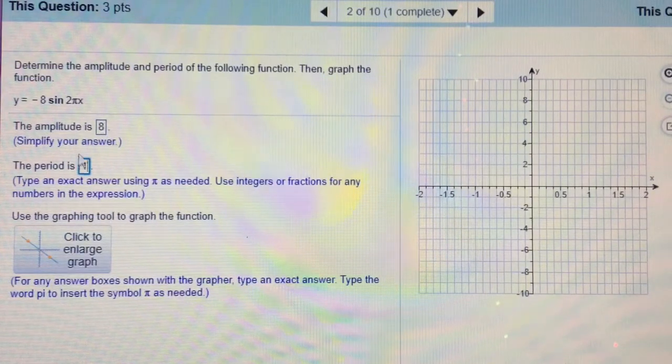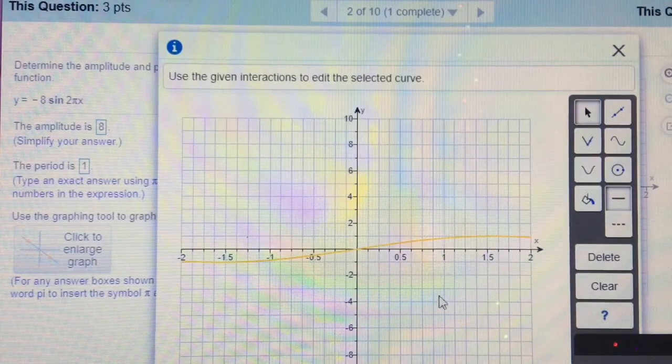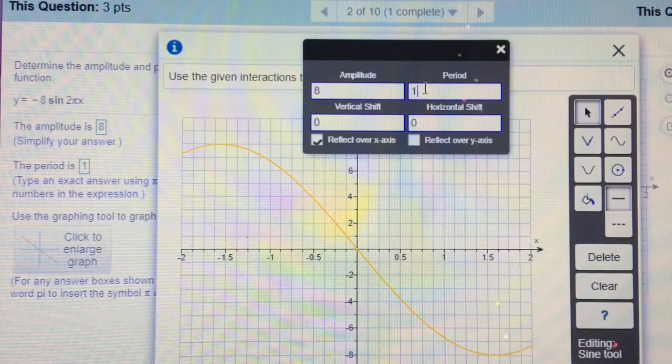So I look at the amplitude, the period, and the x reflect. I'm going to bring the sine and touch the graph. And I'm going to bring my drop down menu up. The amplitude is 8, so I change the amplitude to 8. I'm going to do my x reflect. I'm going to type in my period is not 2 pi, it's just 1, because 2 pi divided by 2 pi is 1.